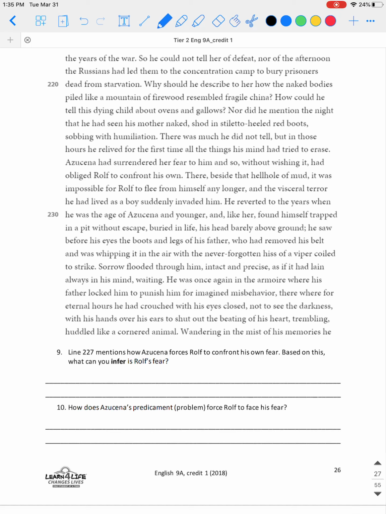He reverted to years when he was the age of Azucena and younger, and like her, found himself trapped in a pit without escape, buried alive, his head barely above ground. He saw before his eyes the boots and legs of his father, who had removed his belt and was whipping it in the air with the never-forgotten hiss of a viper coiled to strike. Sorrow flooded through him, intact and precise as if it had lain always in his mind waiting. He was once again in the armoire where his father locked him to punish him for imagined misbehavior, where for eternal hours he had crouched with his eyes closed, not to see the darkness, with his hands over his ears to shut out the beating of his heart, trembling, hunted like a cornered animal, wandering in the midst of his memories.